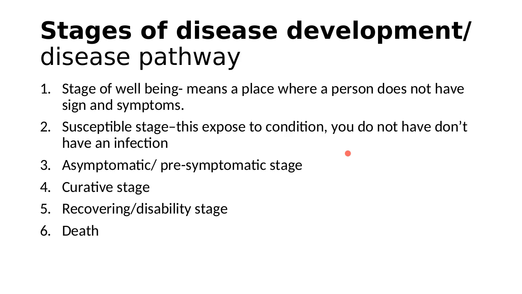So that is the susceptible stage. Those that are vulnerable to getting malaria are present, as well as the risk factors, but still they do not have the infection because we are still at the susceptible stage. We only have now the risk factors that were not present in the last phase. Then the next phase is the asymptomatic or pre-symptomatic stage.